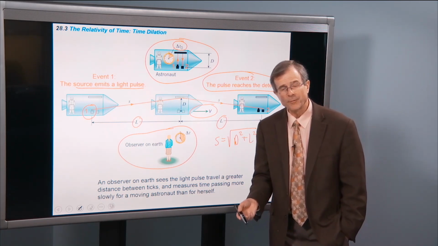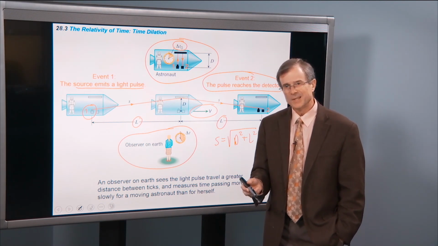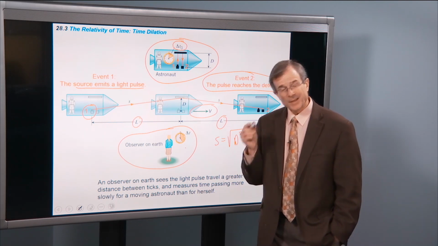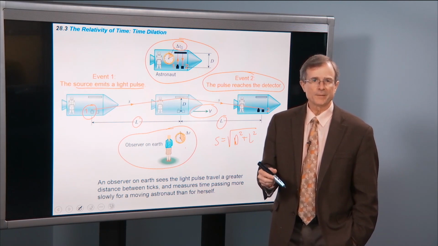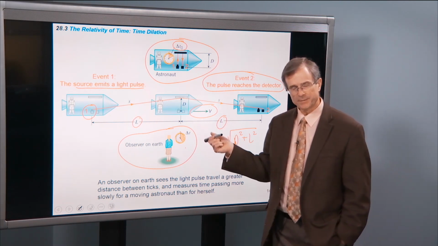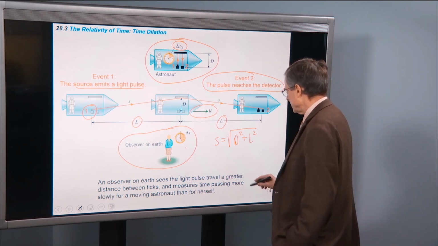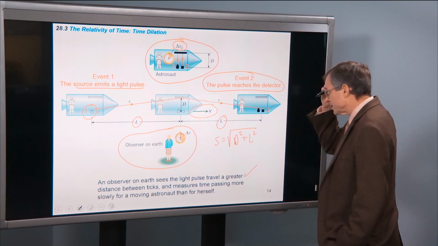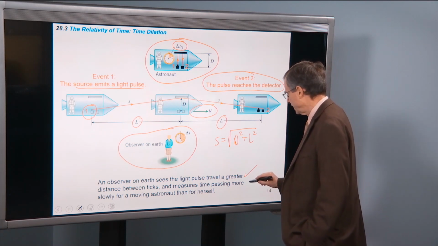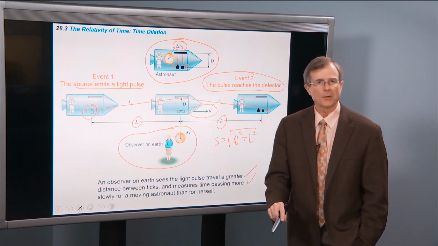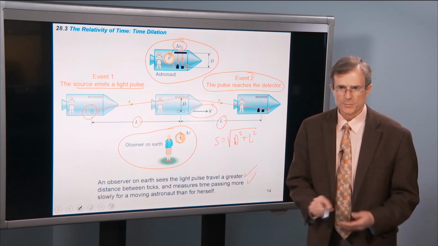The light had to travel farther, but the speed of light is independent of the motion of the observer and the source. And so she's going to say that light had to travel farther. If the light travels farther, given that it's still traveling at the speed of light, independent of the motion of that source, it had to take longer. So the observer on the Earth sees the light pulse travel a greater distance between ticks and measures time passing more slowly. It takes longer for that clock to tick once from the reference frame of that earthbound observer.